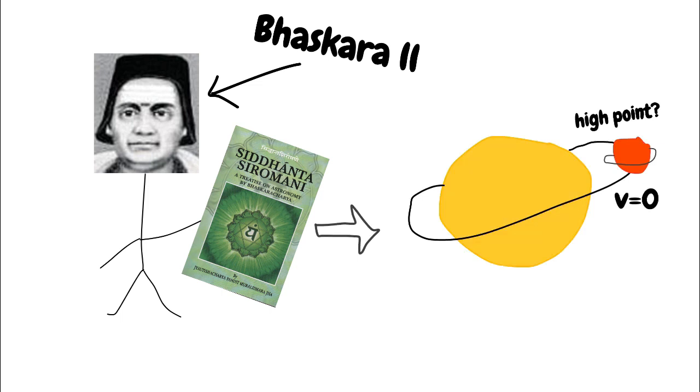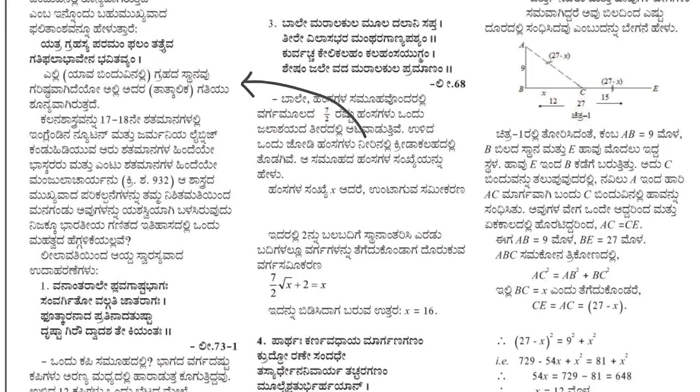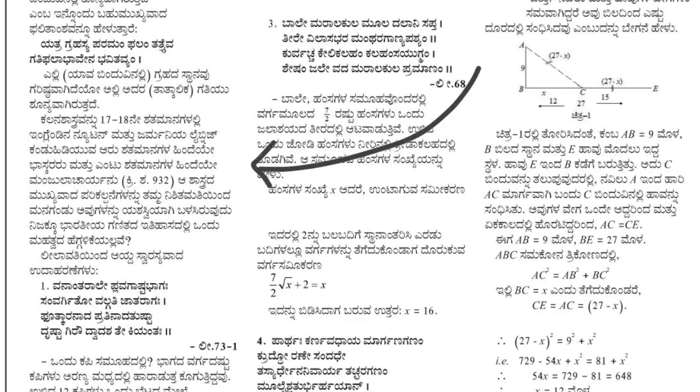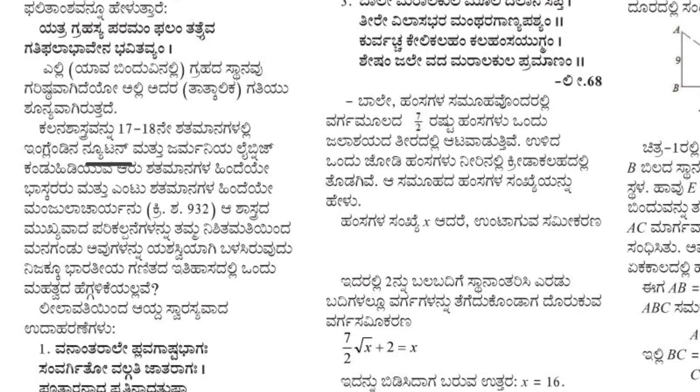Actually, I don't know what that means, but that's what it literally says in this paragraph of a news article in a language you don't care about. And this paragraph talks about how some English mathematicians called Newton and Leibniz are known for this discovery, even though Bhaskara said it a few centuries earlier.